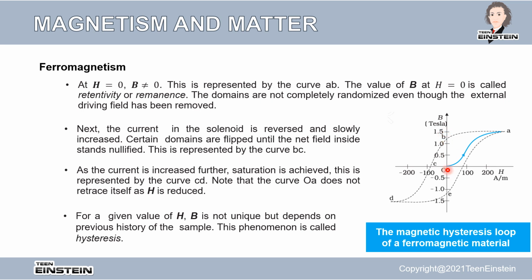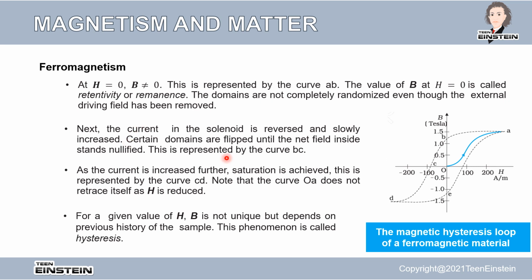That's why when H equals 0, B is not equal to 0. But in paramagnetism, when H equals 0, B has to be equal to 0, right? Then next the current in the solenoid is reversed. So now let's reverse the current in the solenoid and apply minus H. And at this point the B becomes 0. So this is the curve BC.